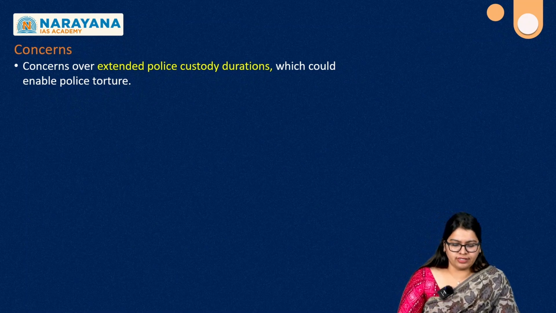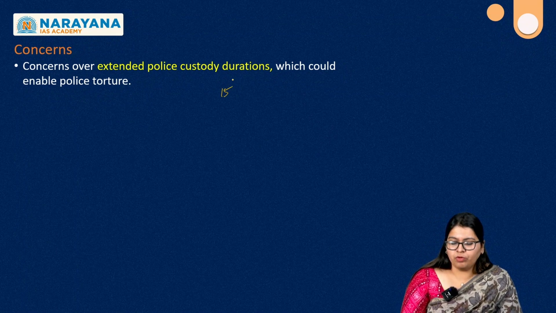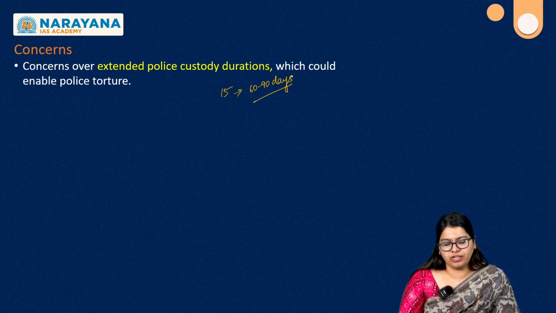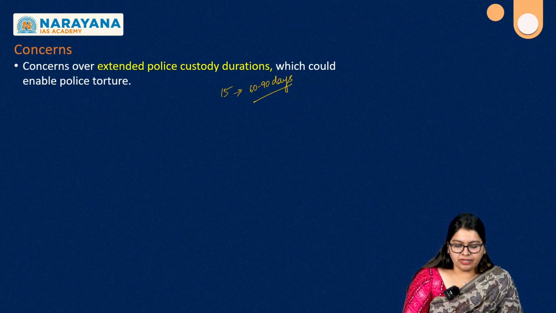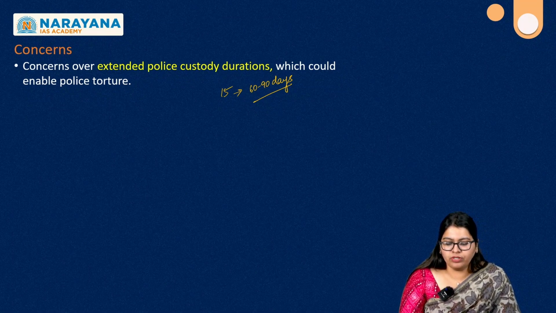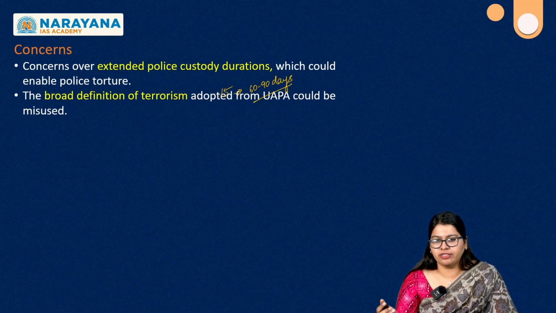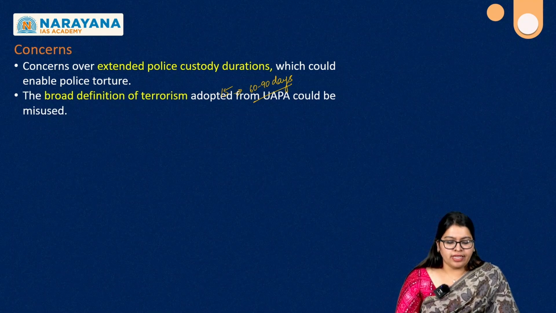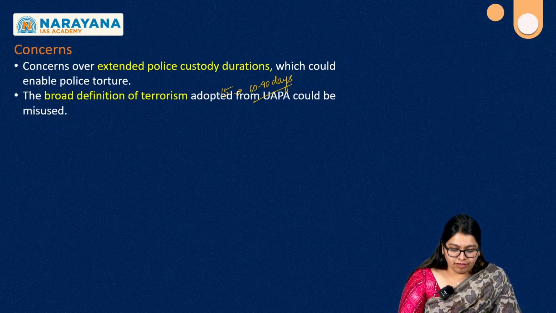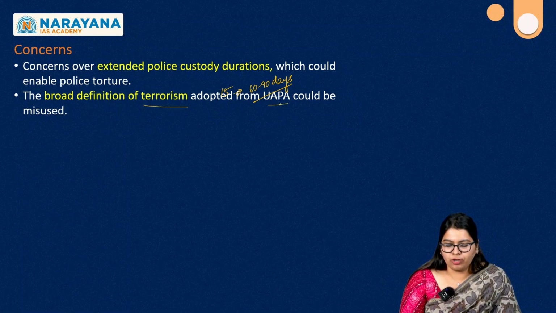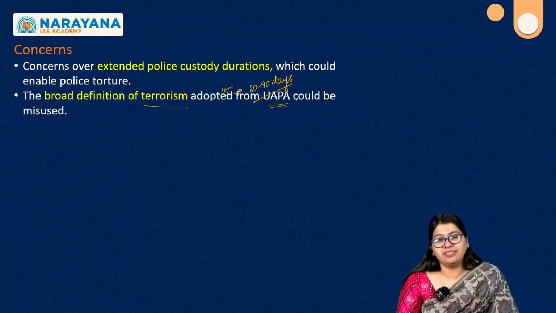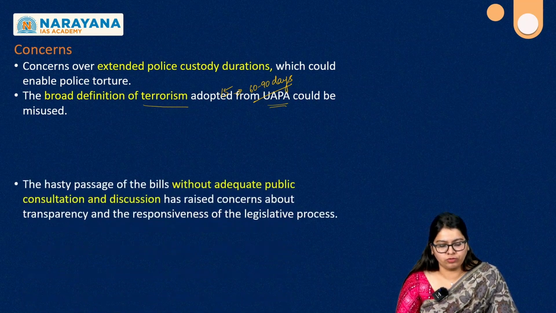The first one is that it has extended the police custody duration from 15 days to almost 60 to 90 days, which is a cause of concern. That is what they say: concerns over extended police custody durations, it can enable police torture, as we saw in the Tamil Nadu case. Next one is the broad definition of terrorism adopted from UAPA, and in many instances it can actually be misused.